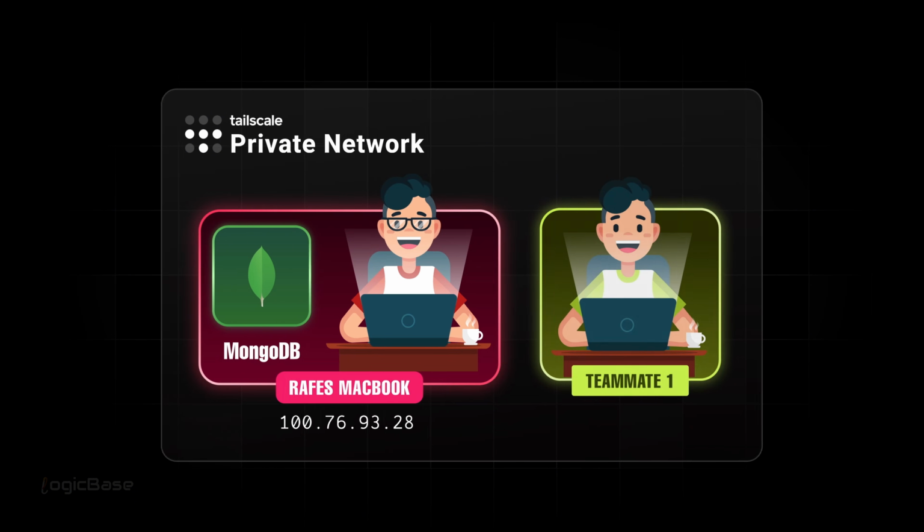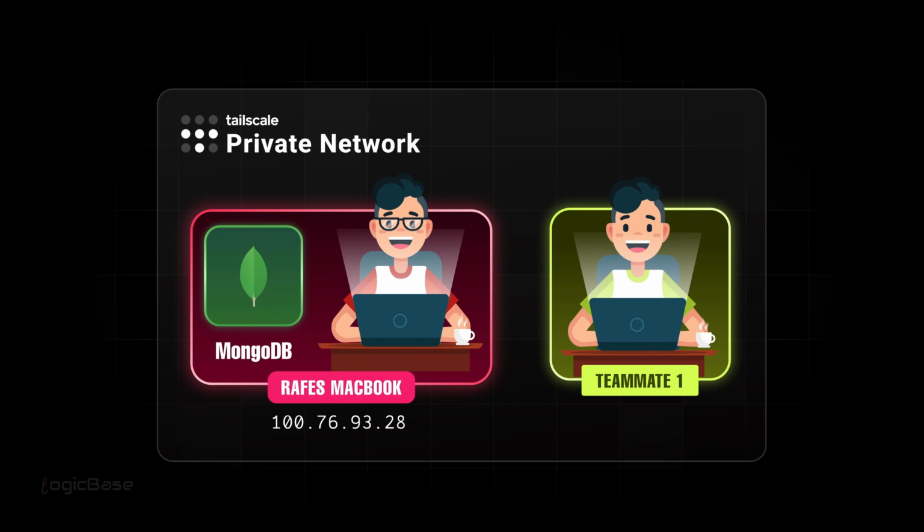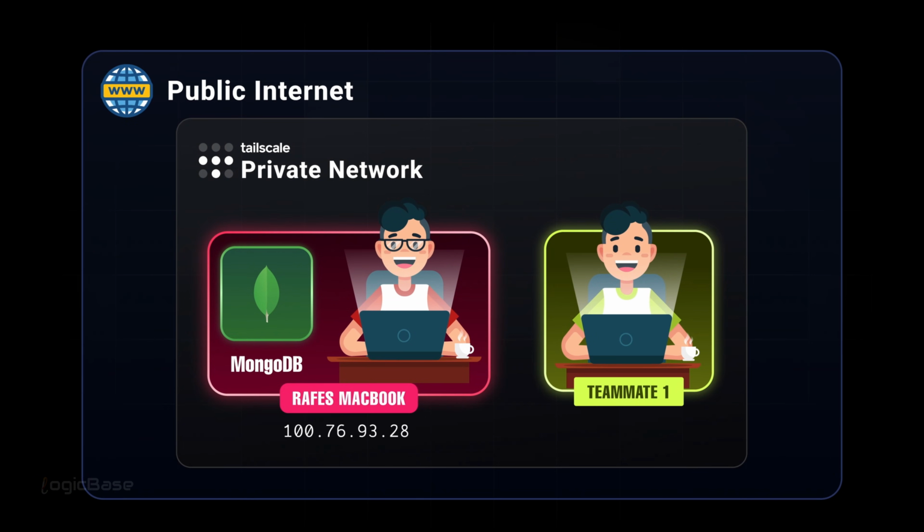That means if anyone on my team is inside this Tailscale network, they can now connect to MongoDB directly using the name Rafi's MacBook Pro or using this Tailscale IP. Notice this carefully. We didn't make MongoDB public. Nobody on the internet can get into it. But we also didn't keep it locked only on my machine. We turned it into a private network resource.